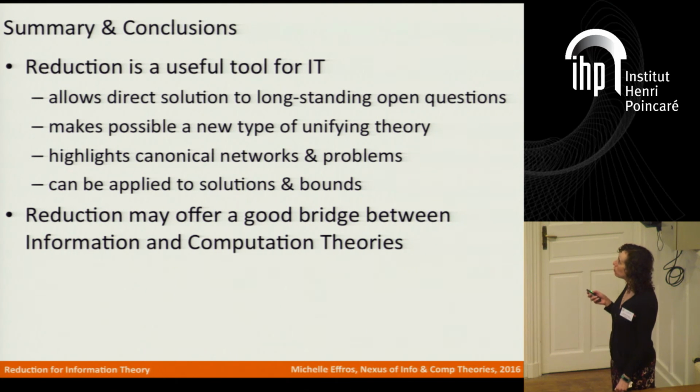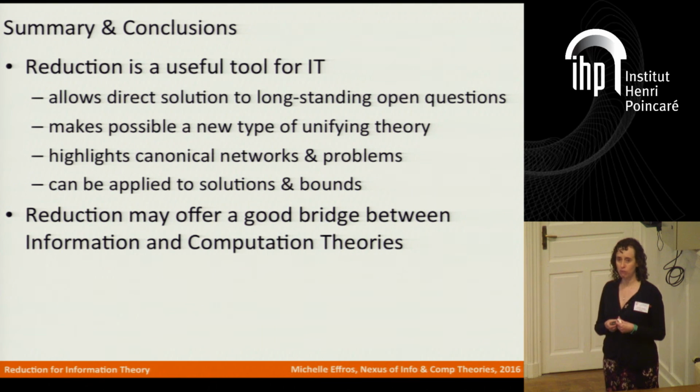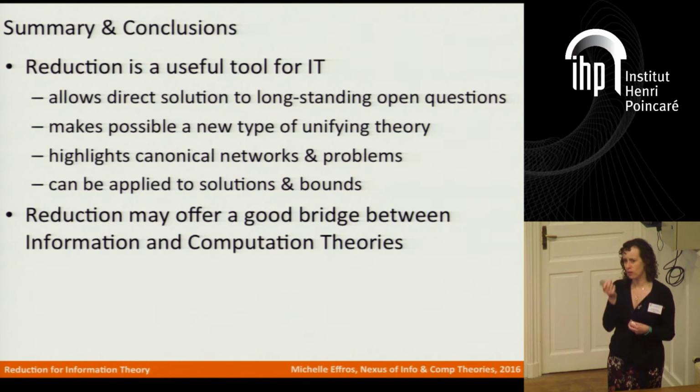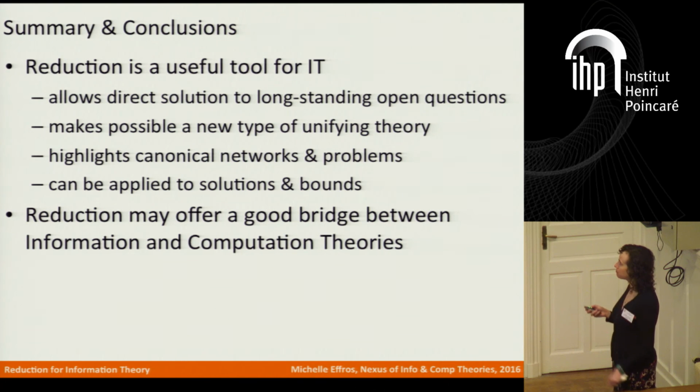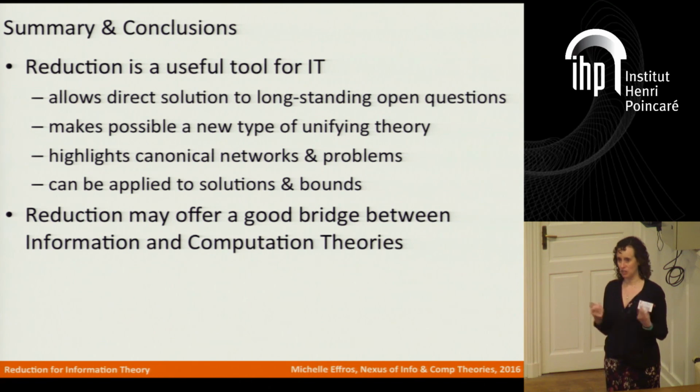They highlight canonical networks and canonical problems, problems whose solution would solve lots of other problems, and therefore highlight important points where we don't quite understand what's happening, and if you could figure that out, would solve lots of other questions. They can be applied to solutions and to bounds. As I showed, you can use them both to get upper and lower bounds and to get precise solutions in some cases. And maybe, I hope, they offer a good bridge between information and computation theory. So hopefully they sit right at that nexus of computer science and information theory.